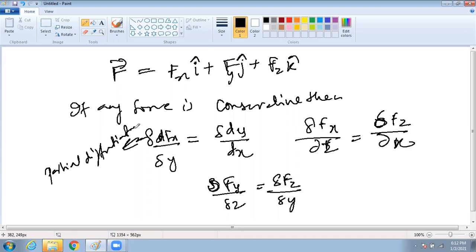Siddhi, you didn't learn this in 11th? No, sir, I don't remember. Don't remember. How will you prove if a force is conservative or not?